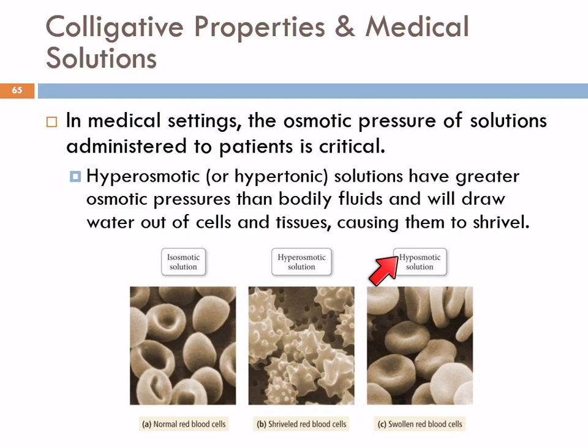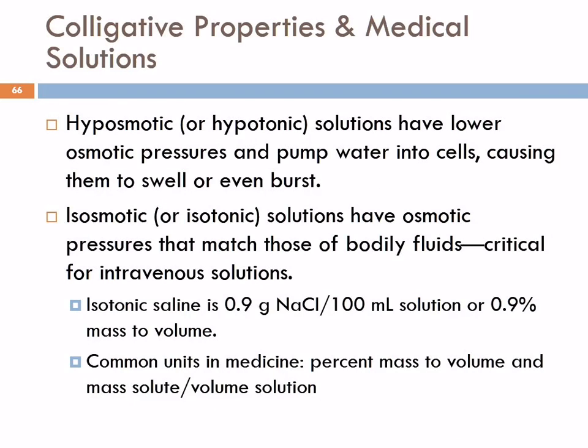If we have a hypoosmotic or hypotonic solution where the concentration is less, that will force liquid into the cells and cause them to swell, and they may eventually burst. Also not good. So hypoosmotic or hypotonic, lower osmotic pressure, lower concentration causes them to burst. Isoosmotic is what you want, isotonic.